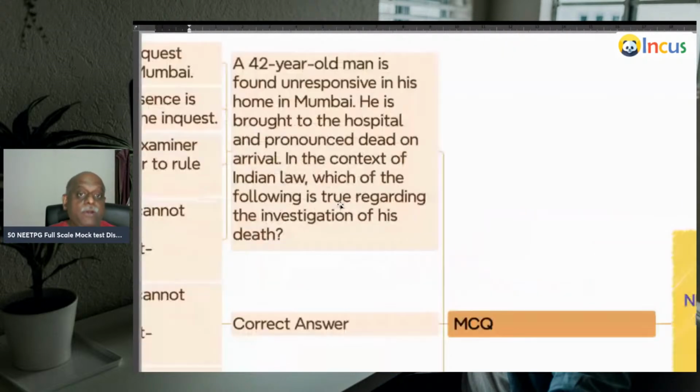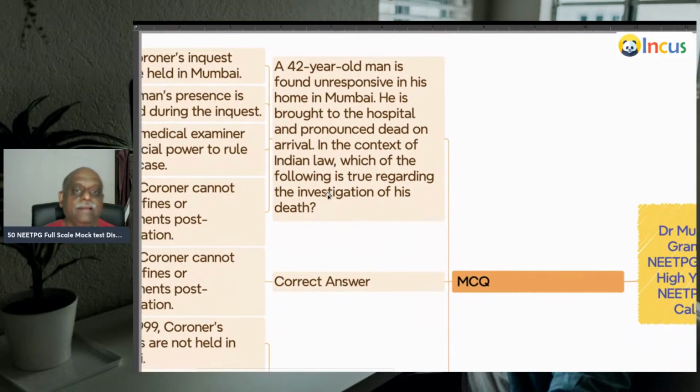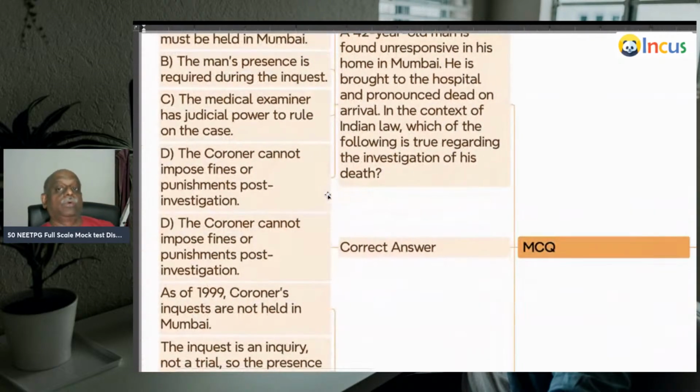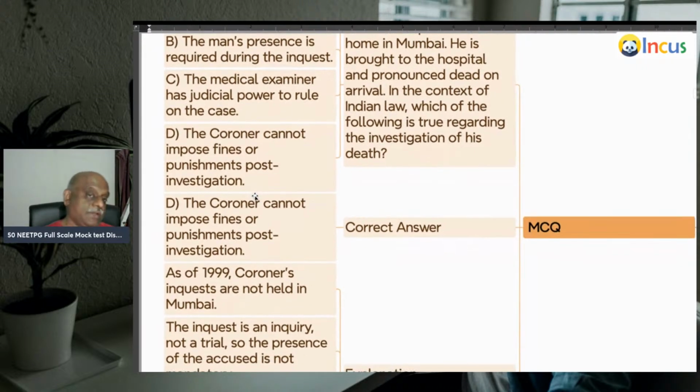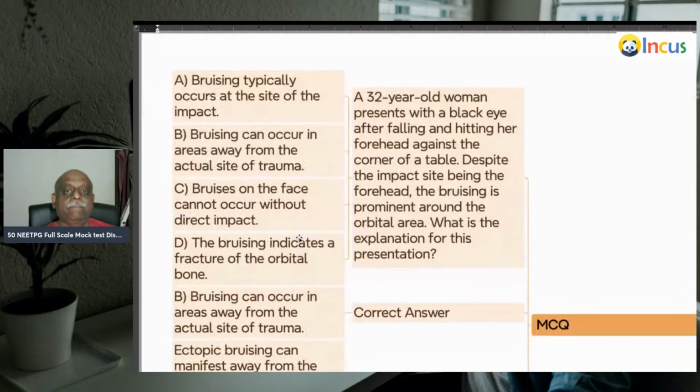42-year-old found unresponsive in a home in Mumbai is pronounced dead. So, what is true about the investigation? Coroner cannot impose fines or punishments post-investigation in Mumbai. The coroner cannot impose. Coroner's inquests are not held in Mumbai.